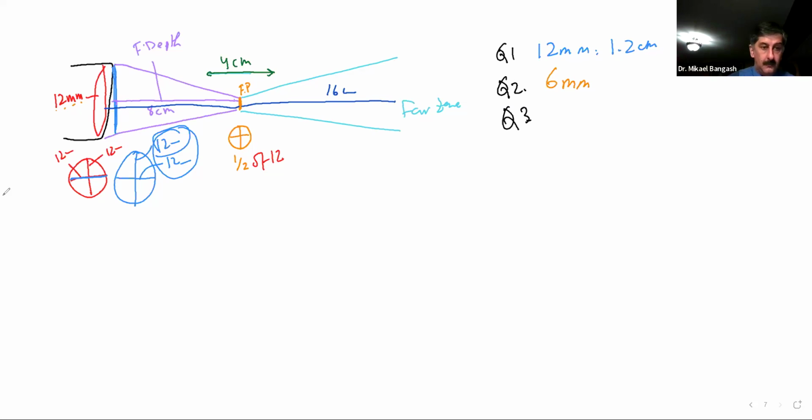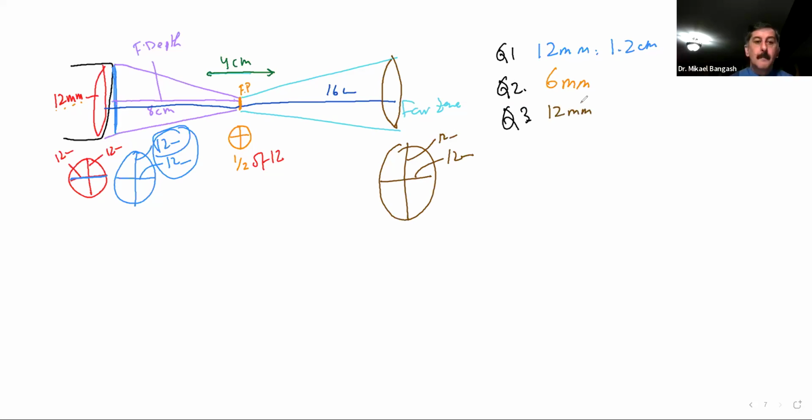So what we can say is that the diameter of the beam at this depth here, which is twice your focal depth, is going to be back to 12 millimeters. Did you guys get that?